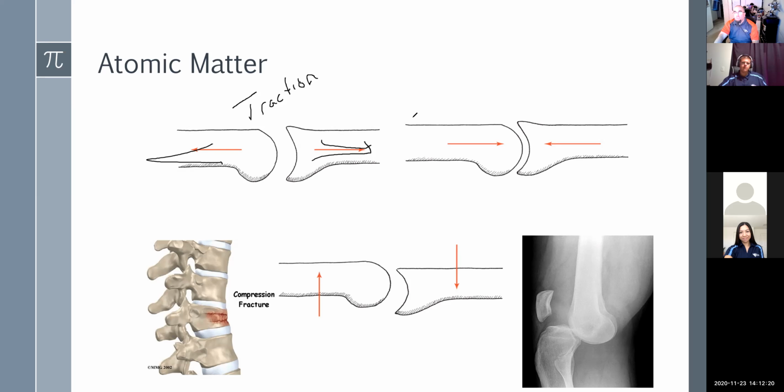When do we hear about traction a lot in physical therapy? Does anyone know? Spinal decompression. Yeah, spinal decompression, right? When we're trying to separate those vertebrae a little bit to let them breathe a little, give those nerves a little room. Here, when they're coming together, right, we have compression.